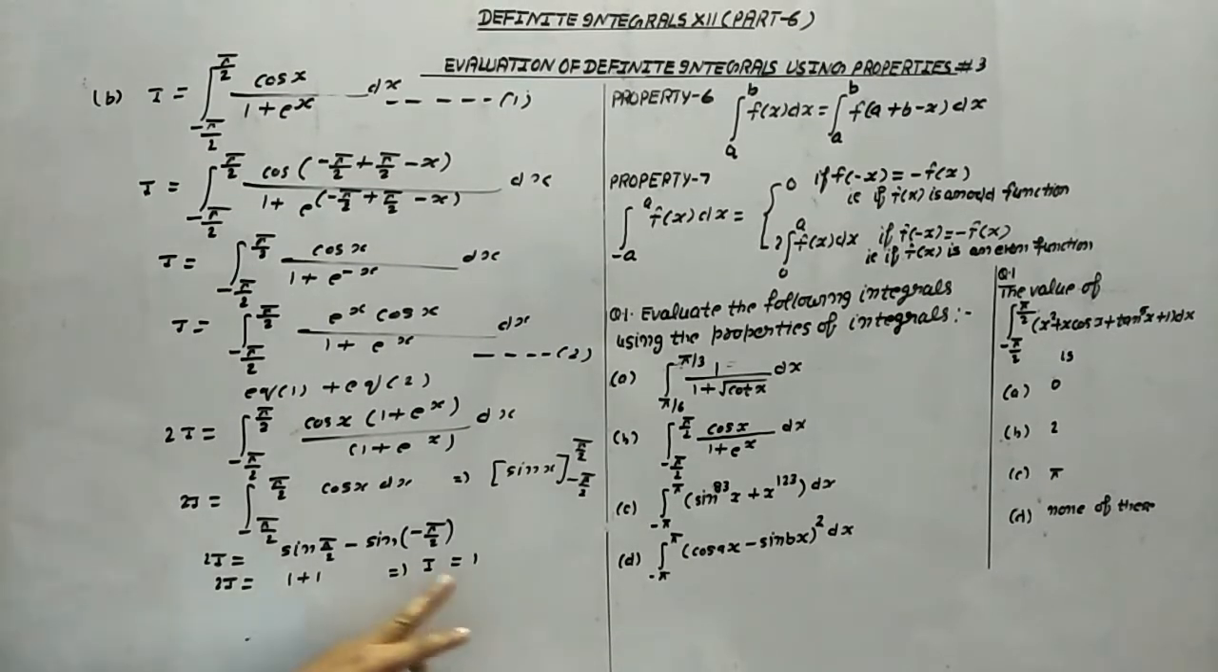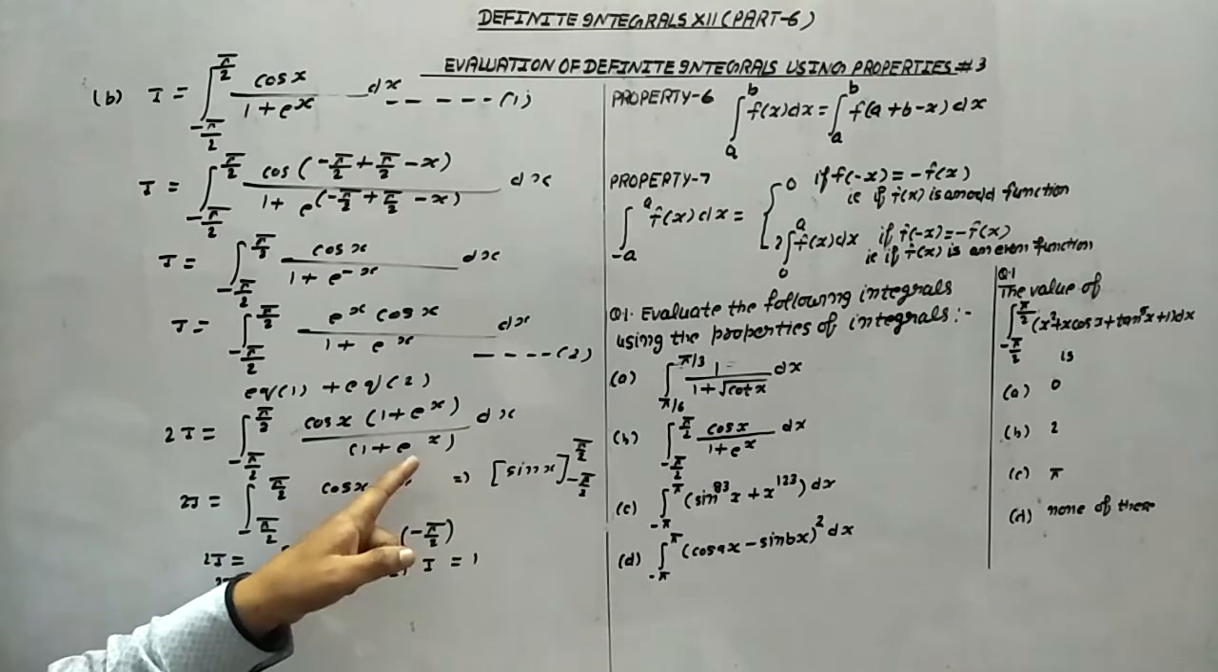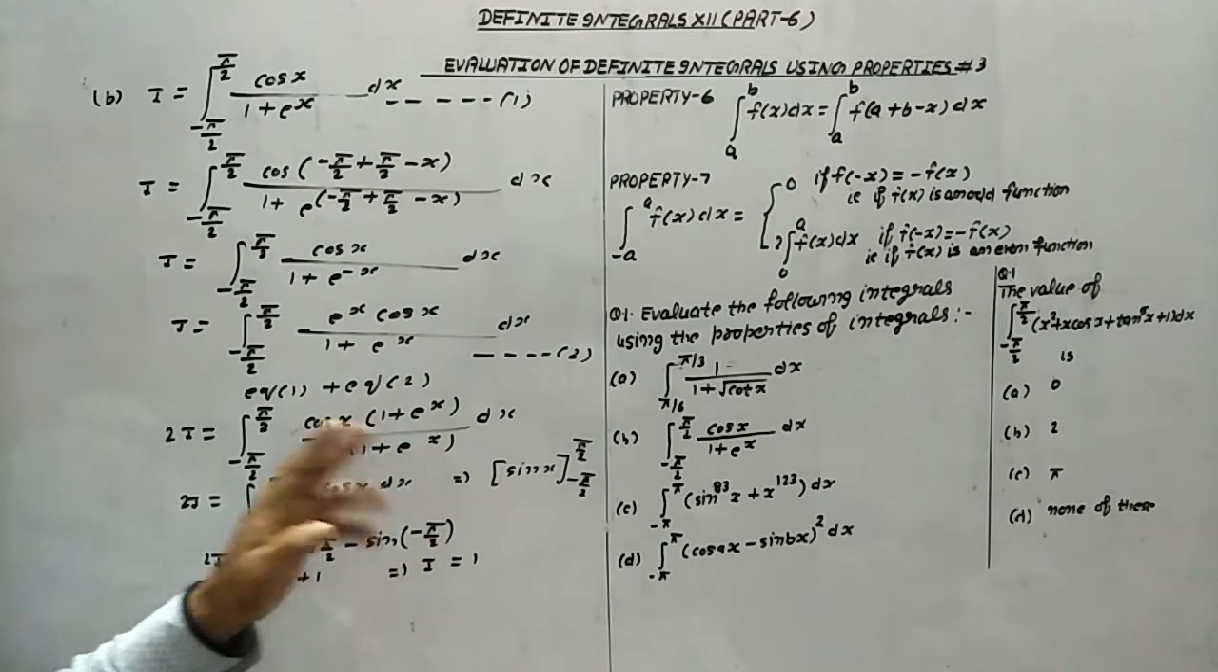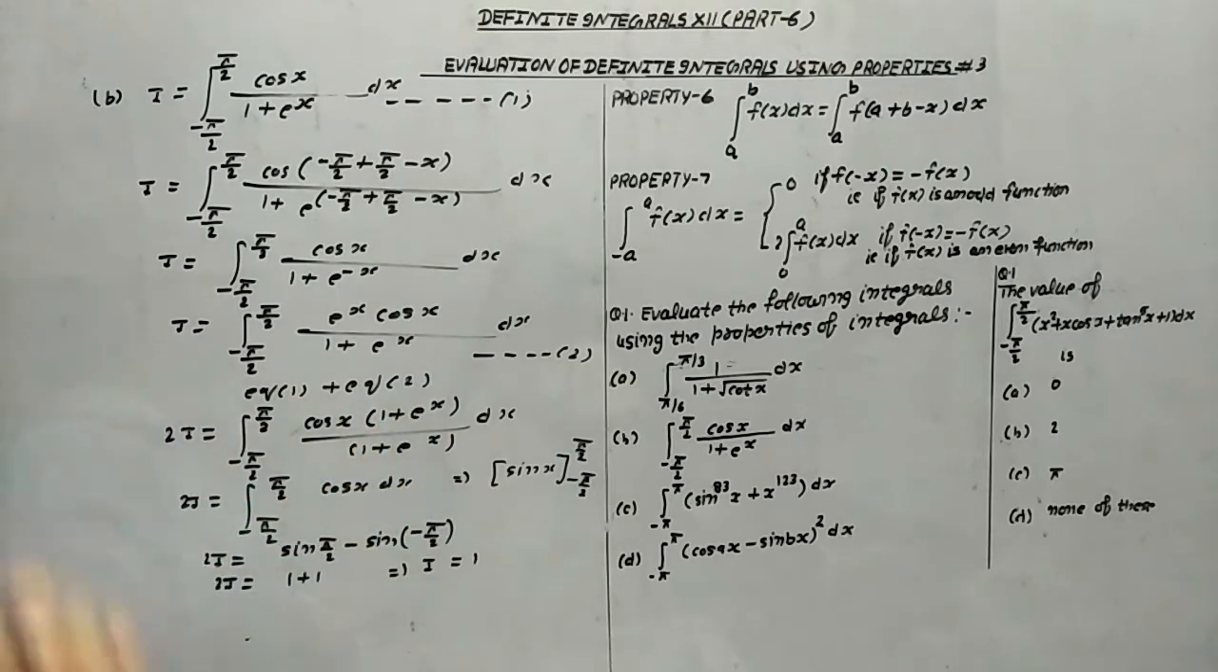So look at this thing. This is 1, and here it is 1 plus e raised to power x, 1 plus e raised to power x. Before this, by mistake it was written here minus x, but it will come as 1 plus e raised to power x only. That's why these two terms cancel out.